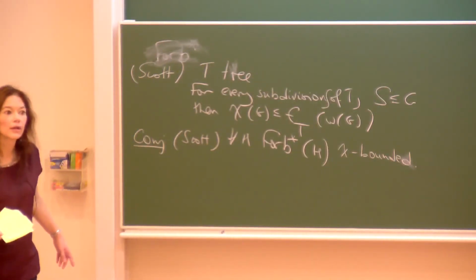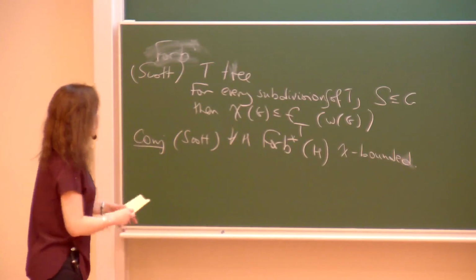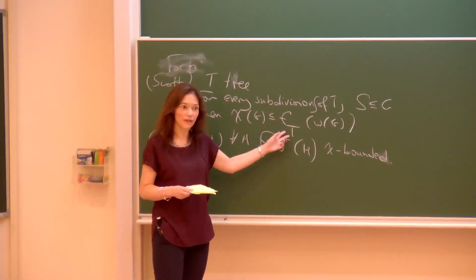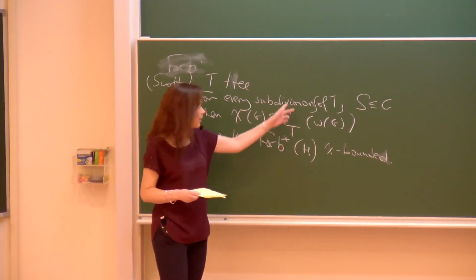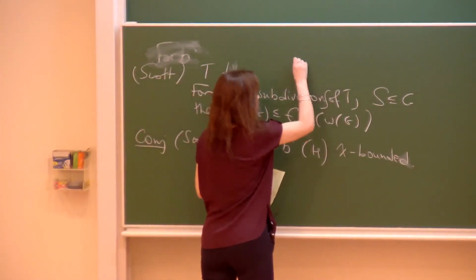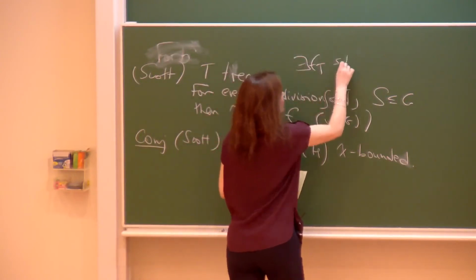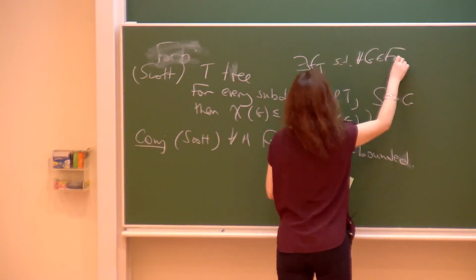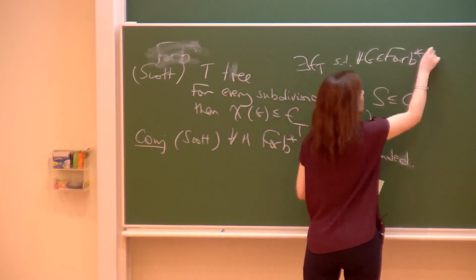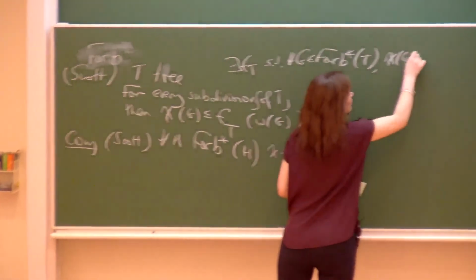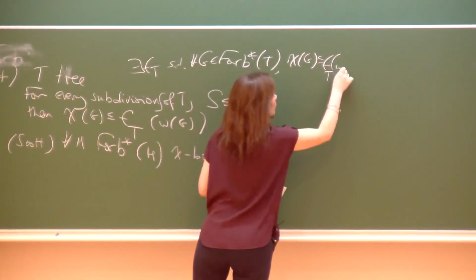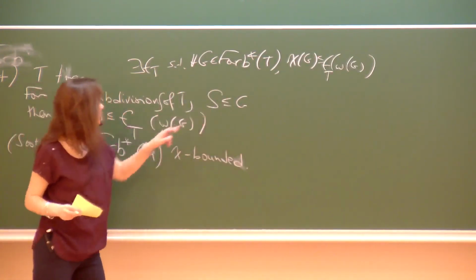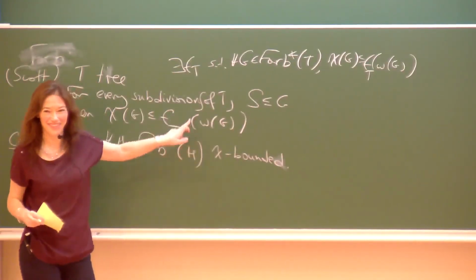Sorry? Where is S? So there's no S in the conclusion. That's the point. It only depends on T. What this says, in other words, is that there exists F_T, so that for every G in Forb star of T, chi of G is at most F_T of omega of G. The reason S is here is because I needed to say S is not in G, so I needed a name for it here. It's just a matter of writing it.